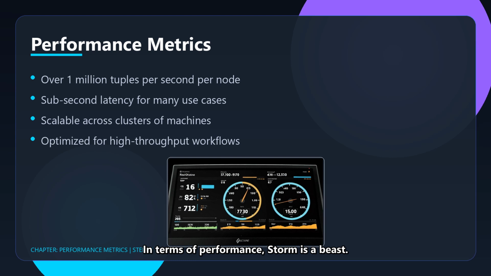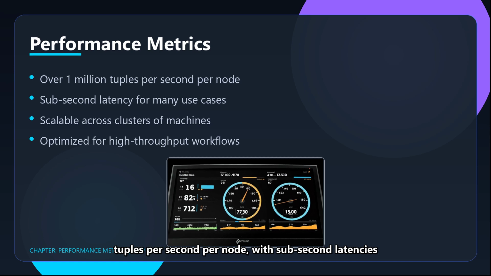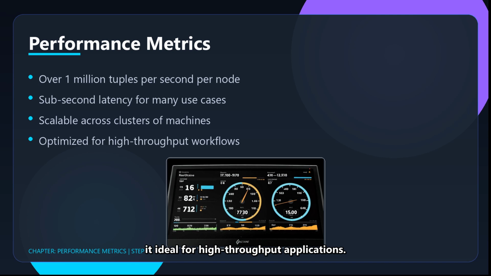In terms of performance, Storm is a beast. Benchmarks show it can process over 1 million tuples per second per node, with sub-second latencies in most cases. Its horizontal scalability ensures you can grow your cluster as demand increases, making it ideal for high-throughput applications.